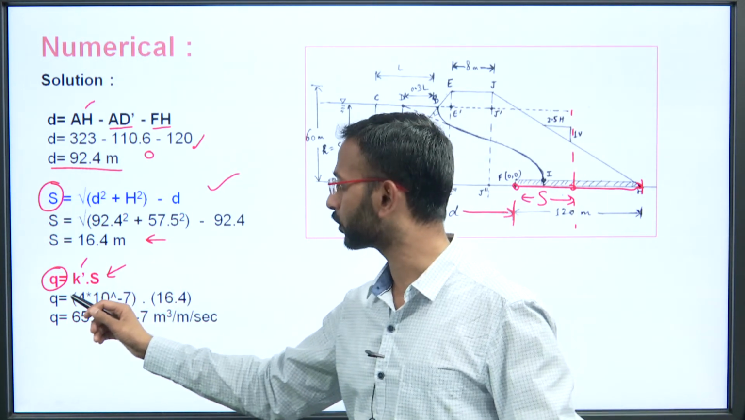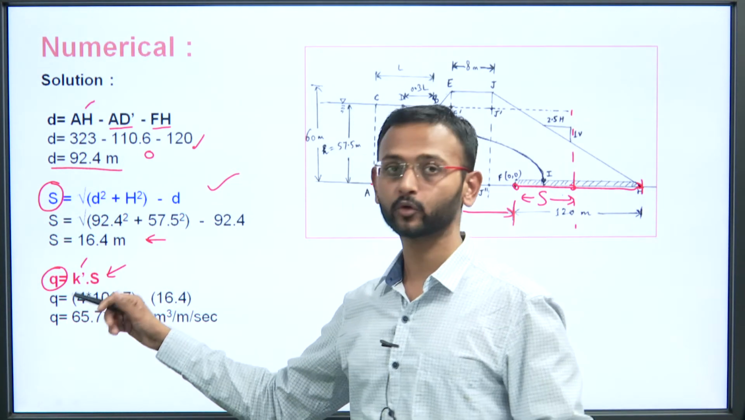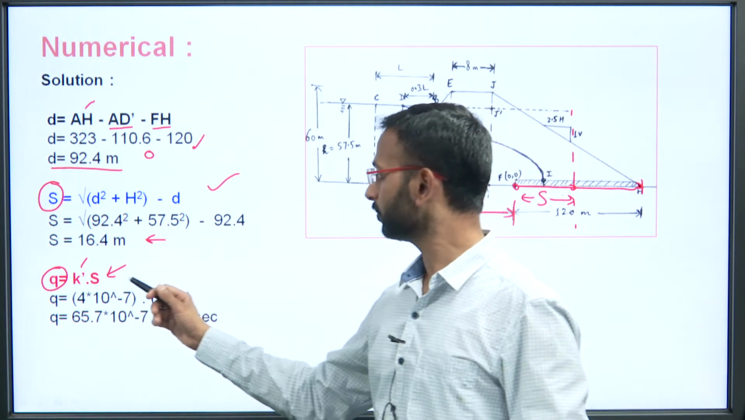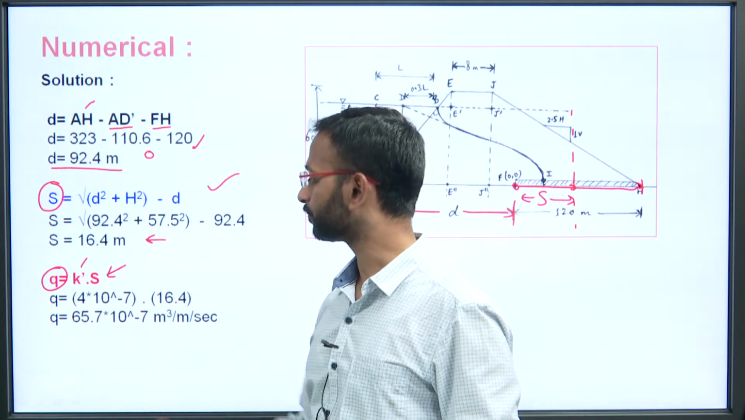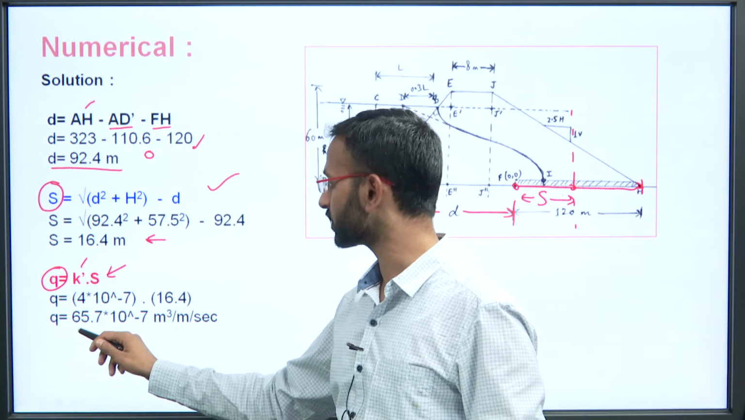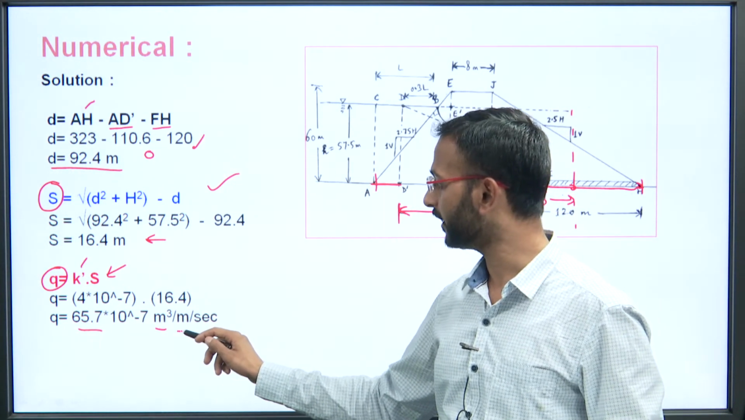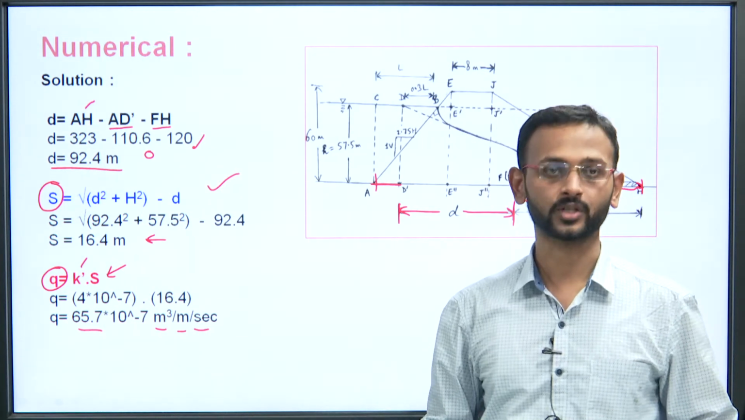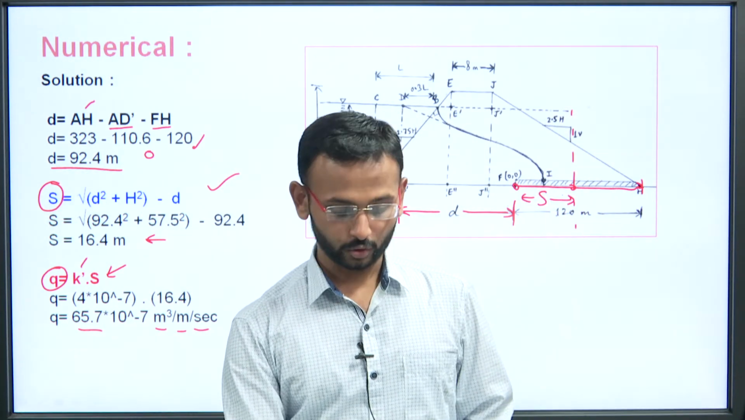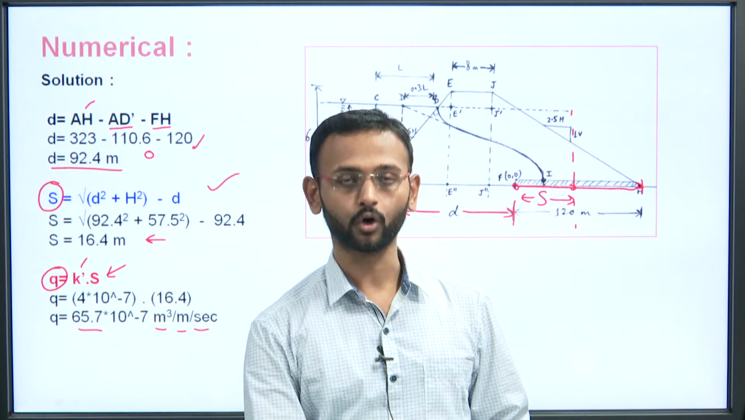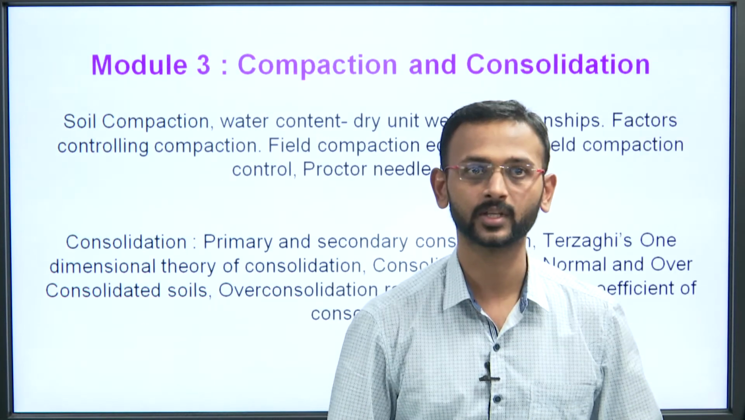So, for finding out the discharge, you simply multiply the equivalent coefficient of permeability with the S value. So, it comes out to be 65.7 into 10 to the power of minus 7 meter cube per meter per second, that is the discharge. So, you have calculated the seepage here. Now, we will move on to the next module with this.